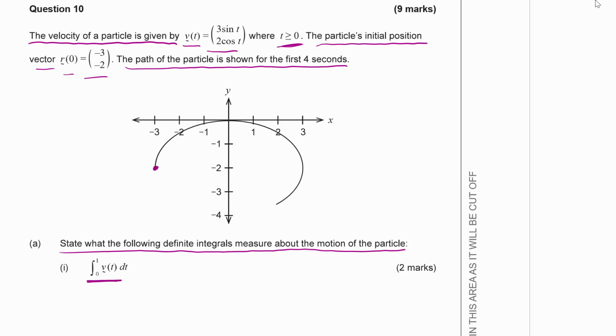And the first one is the integral from 0 to 1 of v of t. Now, if you integrate velocity, you get displacement. From 0 to 1, that is going to be the displacement, the change in position, in the first second.